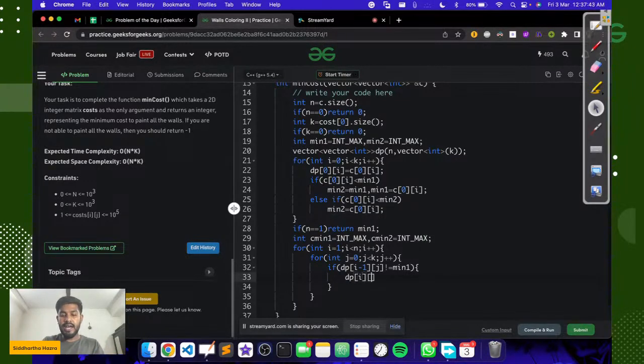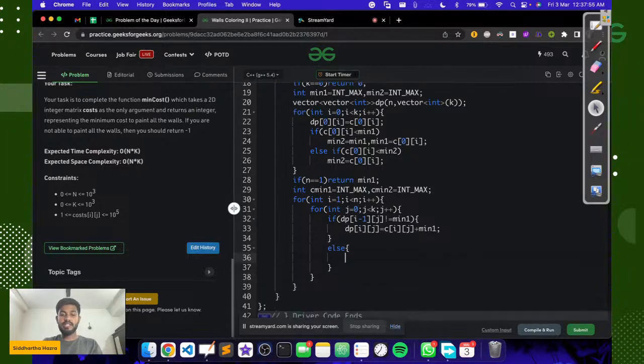So dp of i, j is equal to c of i, j plus min 1, like the minimum of it. Else, if this is not the scenario, then dp of i, j is equal to c of i, j plus second minimum. Like if the oldest brother died, then the second oldest person would marry. Okay, this is done.